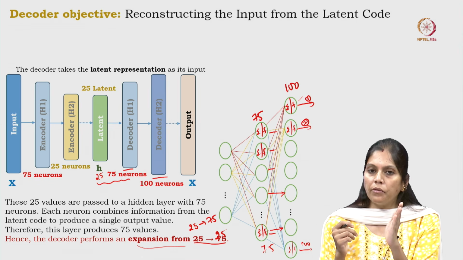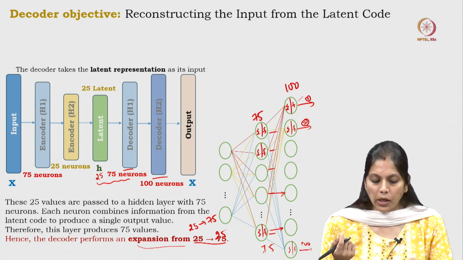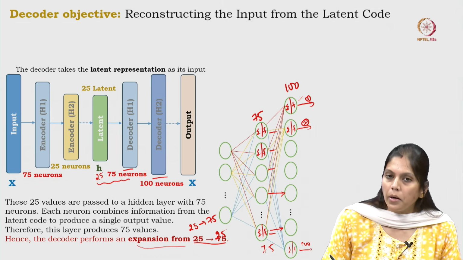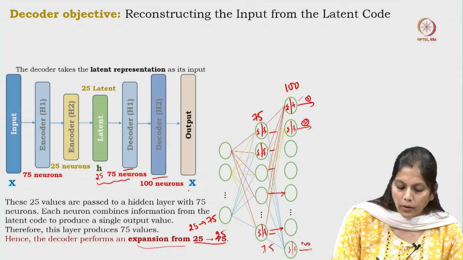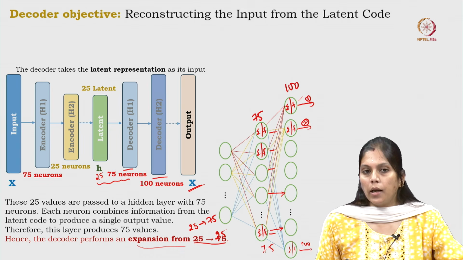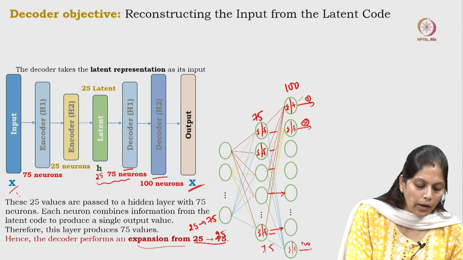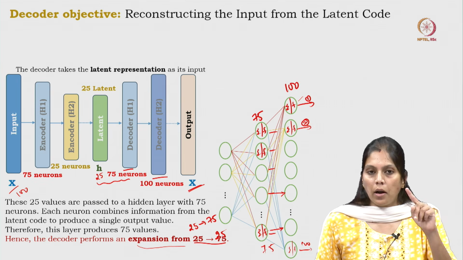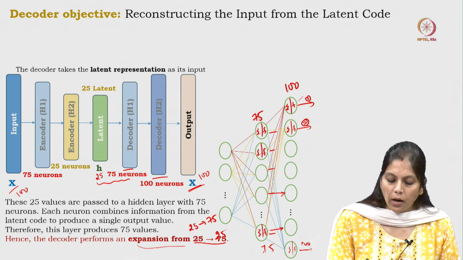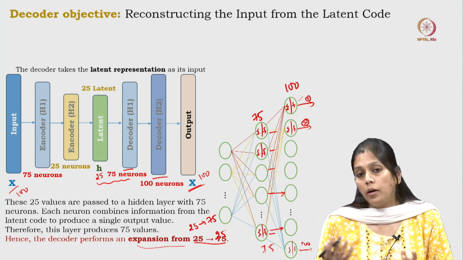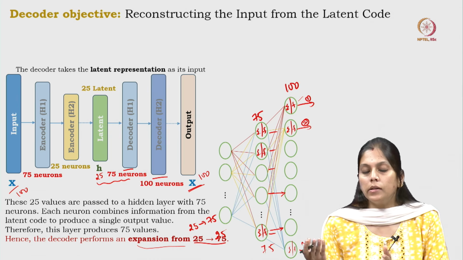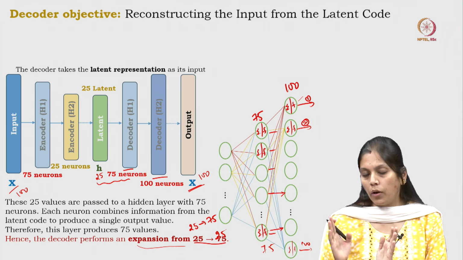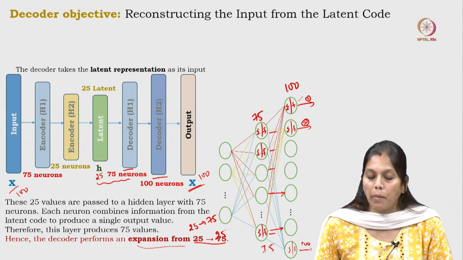From 75, what have we obtained? We have obtained 100 values. Is it not that 100 is back to your x? Originally the x value, the original input, had 100 features. From 100, is it not that we have obtained 100 again? Whether that 100 exactly matches the original, we will see in a later part. But is it not that we have obtained the 100 values back again?